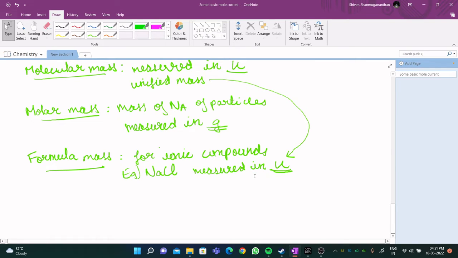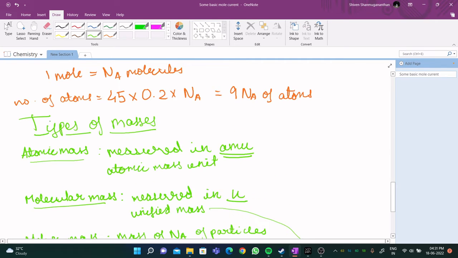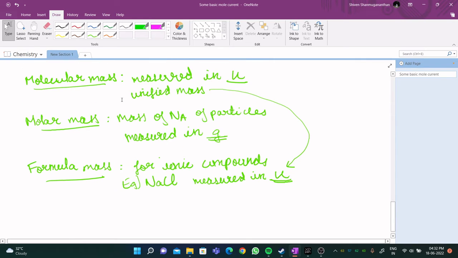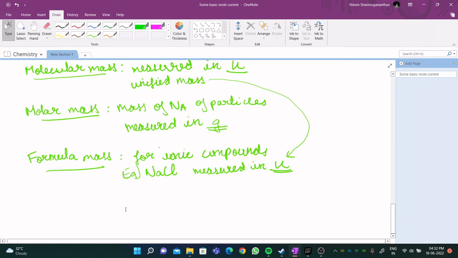Then we have gram atomic mass and gram molecular mass. These are not very specific. This is basically the molecular mass, the molar mass, and the atomic mass, just expressed in grams instead of AMU or U. Okay, so we'll do some more examples of finding the molar mass of substances. I think we've had enough of this color. I'll take a red. Some questions.